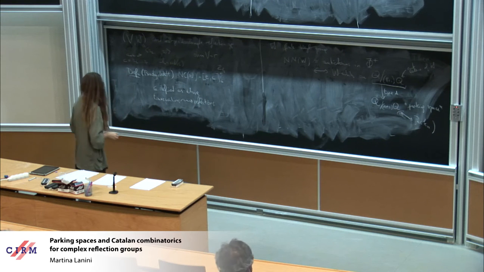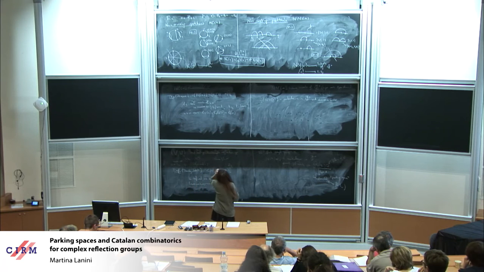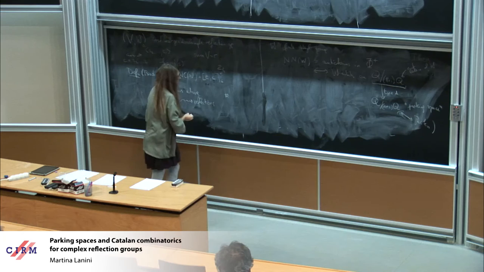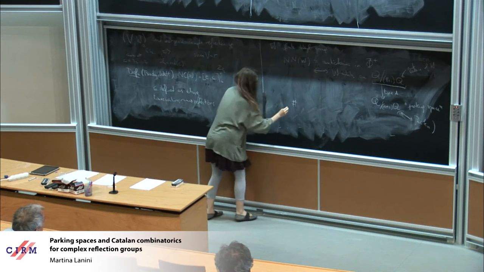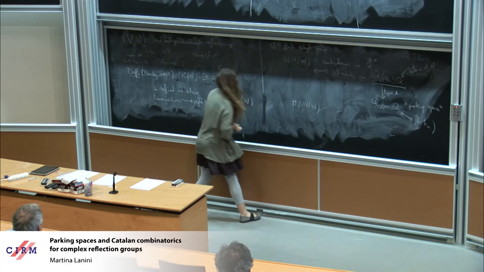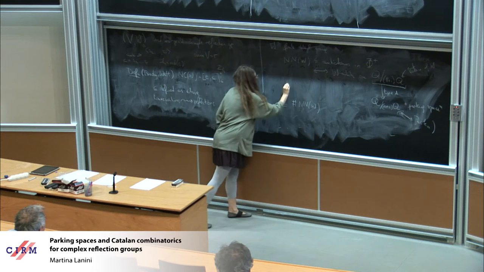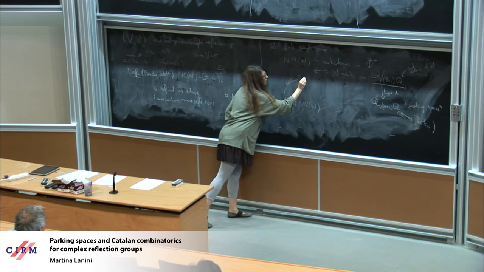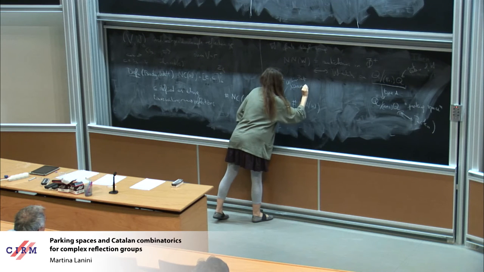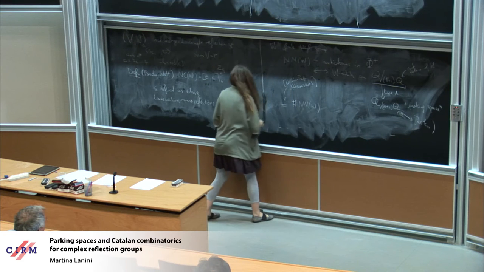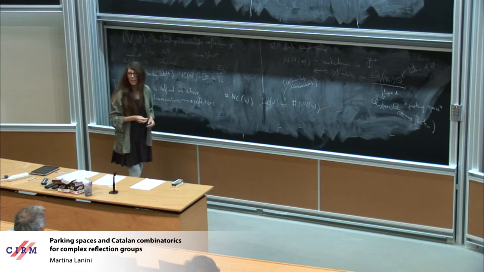So, what can we say now about these two sets? Well, again, we count the elements here, and they count also here. And now, that's a result of Cellini, Papi, or a different approach, Athanasiadis. So this set is counted by the W analog of Catalan numbers.